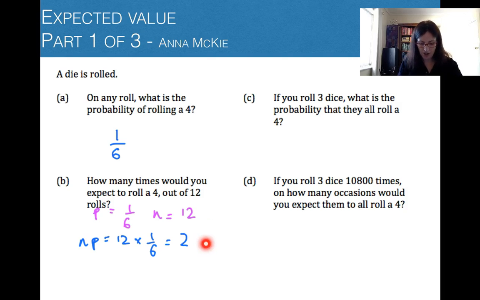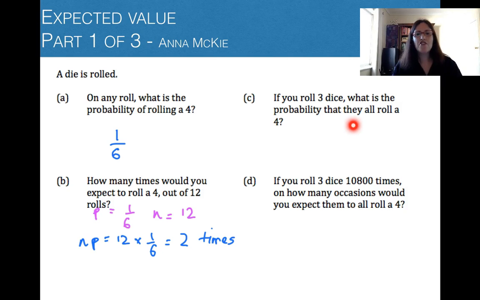So how many times would you expect to roll a 4? 2 times. That does not mean it's going to happen, but that's what we expect. Hence, this topic is called expected value. You're rolling it 12 times. You could get six 4s. You could get no 4s. But this n times p is our expected value, a bit like an average. You can expect to get, on average, a 4 2 times.